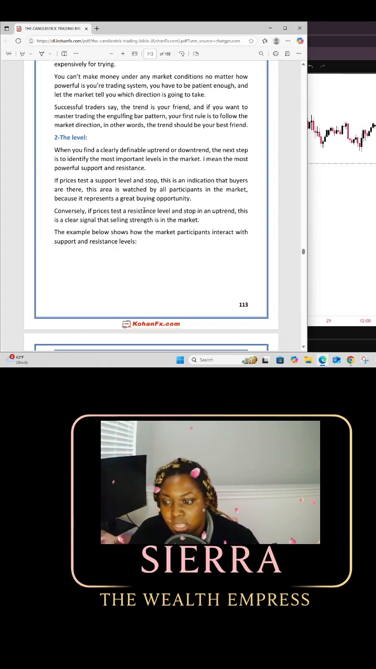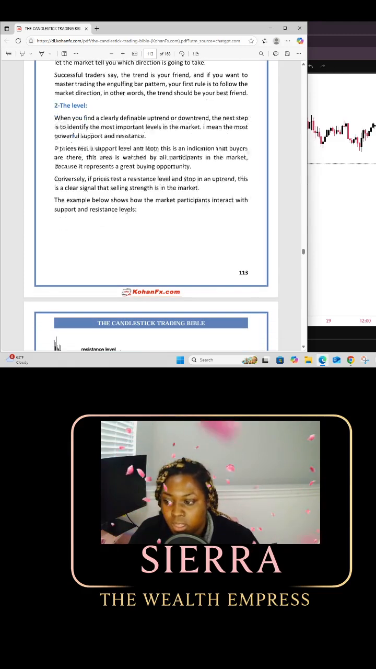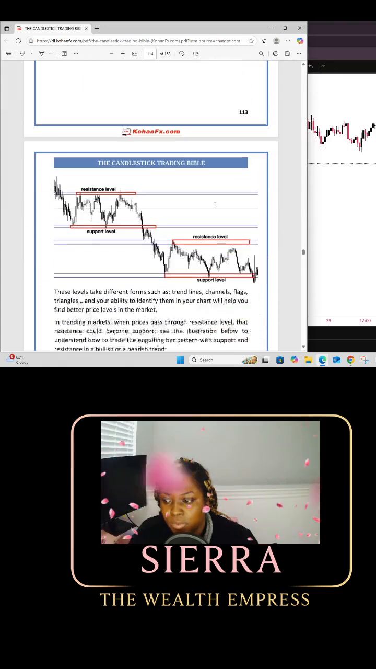Conversely, if price tests a resistance level and stops in an uptrend, this is a clear signal that selling strength is in the market. The example below shows how market participants interact with support and resistance levels. Okay, so resistance is at the top, support is at the bottom. They're saying, watch how the candlesticks react at these zones. You never want to enter in the middle of a zone. You always want to wait for price to come to the zone and then give you your candlestick patterns and your confluences.